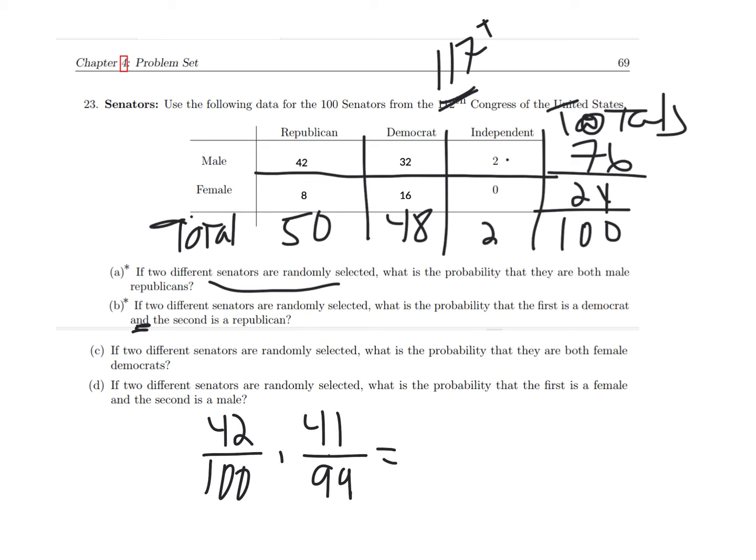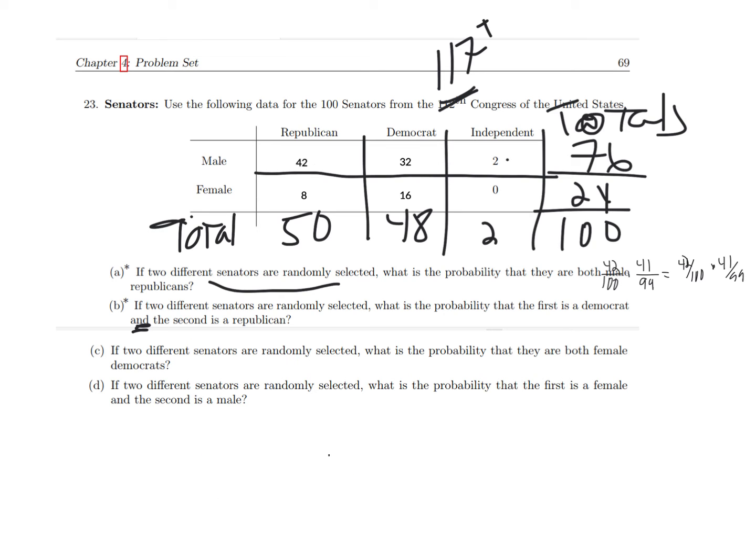Now, a couple of ways to do that. You can take a calculator and do 42 divided by 100 times 41 divided by 99, hit equals, and that'll tell you the decimal equivalent. Okay, let me move this around a little bit. Now I moved that one up there, and I left that there for you if you want to stop it. The next one says 2 different senators are randomly selected. What's the probability the first is a Democrat and the second is a Republican?